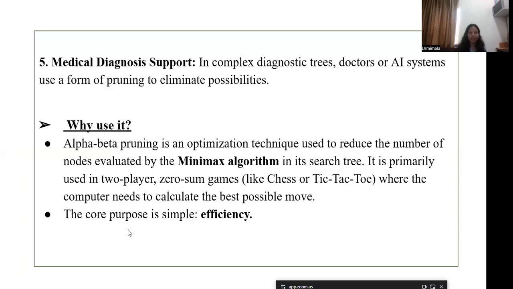Fifth one is medical diagnosis system. In complex diagnosis trees, doctors or AI systems use a form of pruning to eliminate possibilities. Why do we use alpha beta pruning? Alpha beta pruning is an optimization technique used to reduce the number of nodes evaluated by the minimax algorithm in its search tree. It is primarily used in two-player zero-sum games like chess or tic-tac-toe, where the computer needs to calculate the best possible move. The core purpose is simple efficiency.